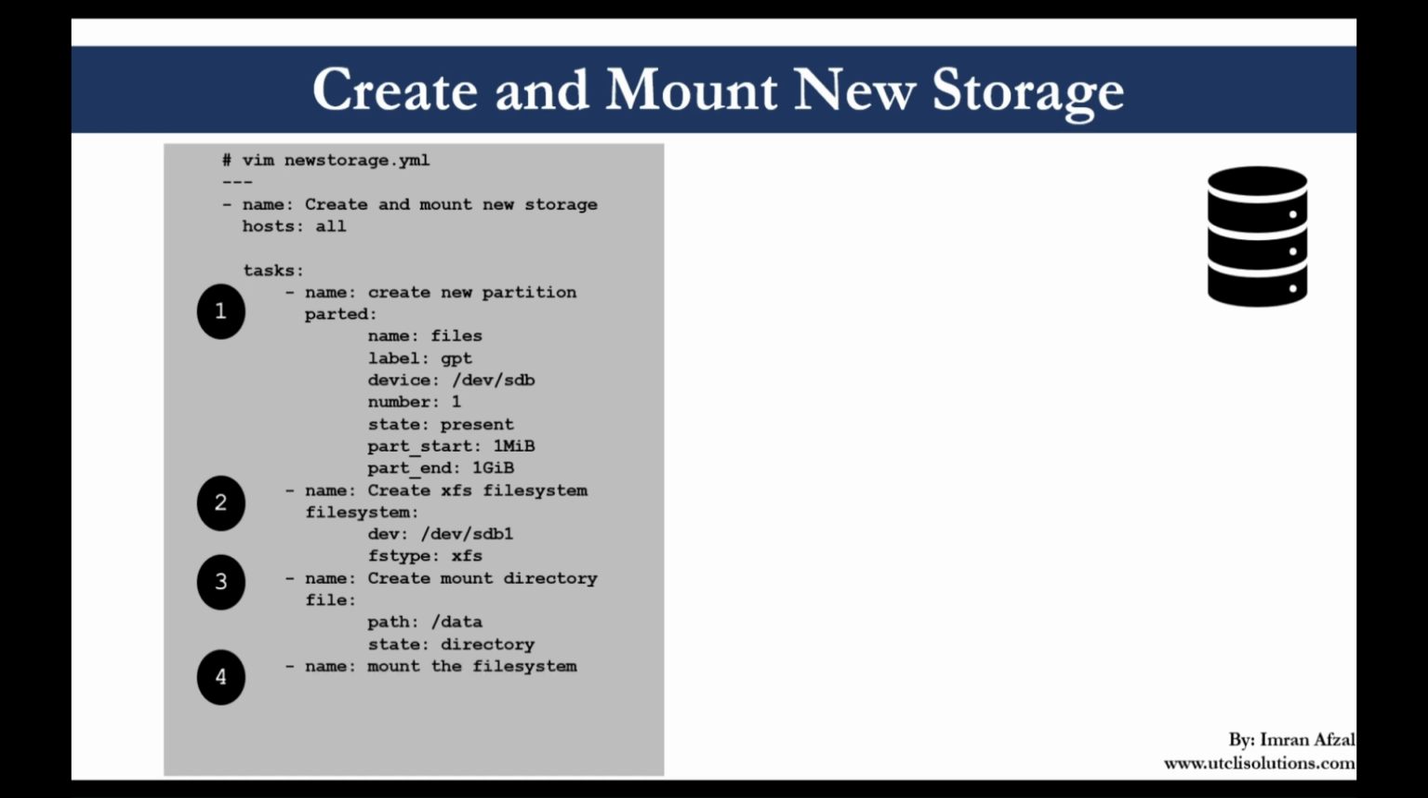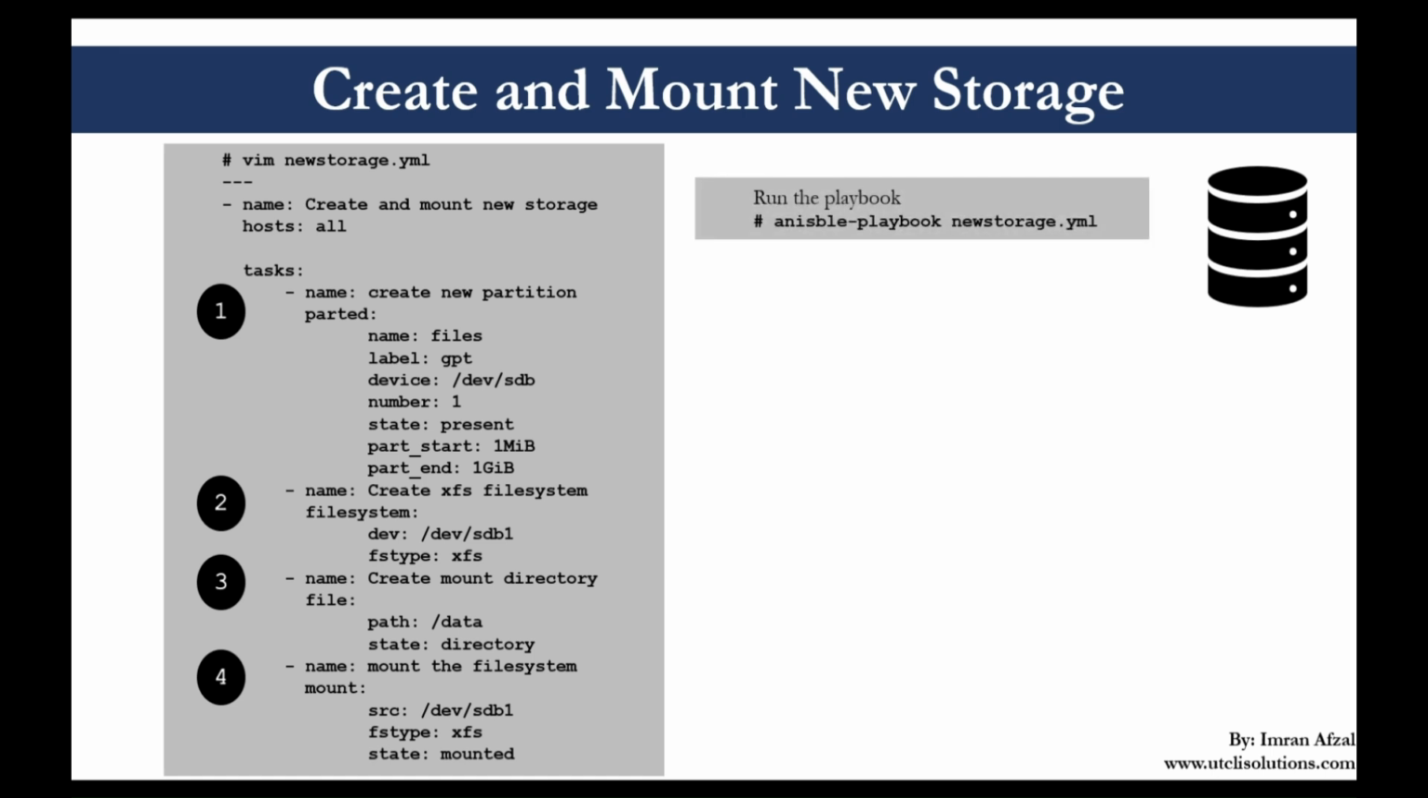Then the fourth one is to mount the actual file system. For that, we'll use the mount module. The source will be /dev/sdb1, and the file system type will be XFS. These are parameters that you have to specify, and the state is mounted because that's what you want to do. And the last thing you will do is run this playbook.